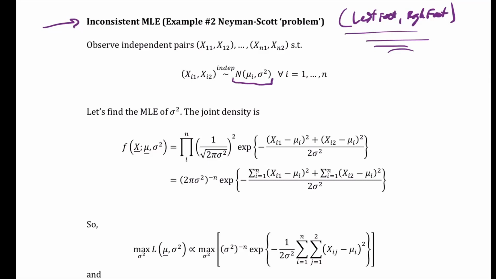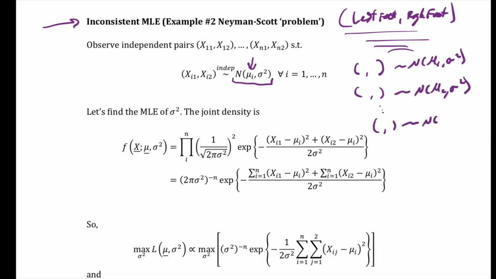And in fact, everyone has their own foot size, and that's mu i. But the variance is the same. So the variance in foot size is the same over the whole population. But of course, everyone's got a different foot size. So that means every time I take a pair of observations here, I'm going to end up with a normal model that's mean mu 1, sigma squared. Then when I take my second pair of observations, those come from a normal with mean mu 2, sigma squared, et cetera, to a normal with mean mu n, sigma squared.